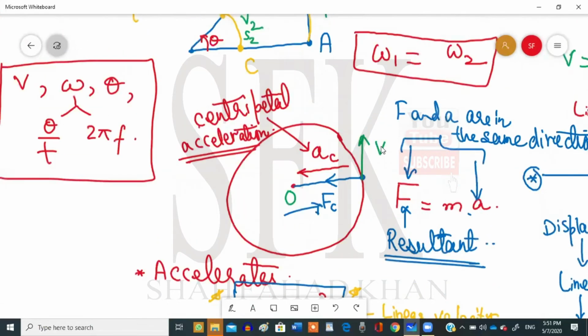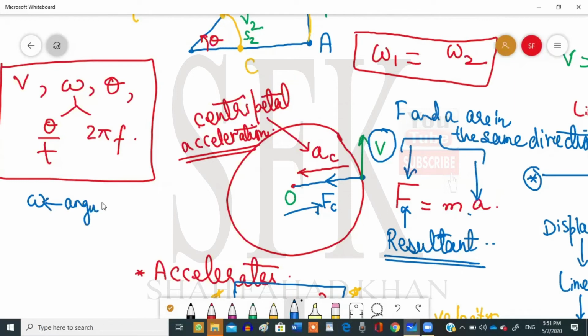Okay, let me tell you something. Linear velocity is this velocity over here. This velocity, the tangential velocity, is the linear velocity, and omega is the angular velocity. The rate of change of linear displacement is linear velocity. The rate of change of angular displacement is angular velocity.